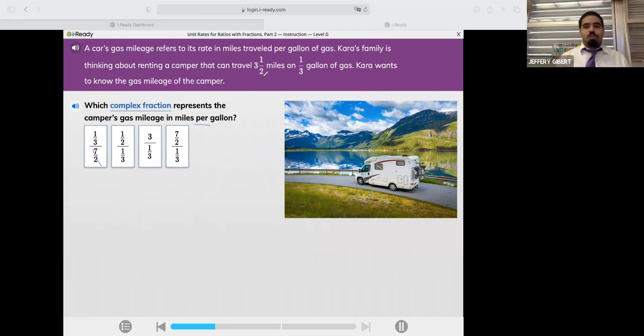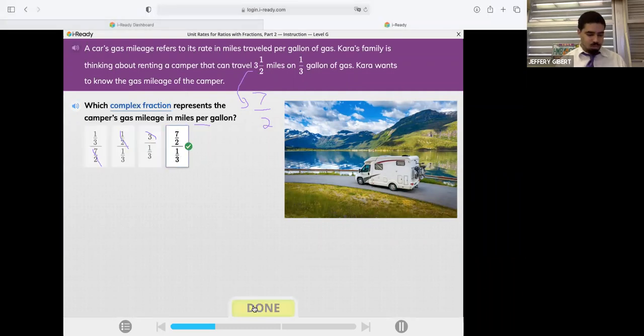All right, so to convert this to an improper fraction, do the denominator times the whole number. So 2 times 3, which is 6. And then you add the numerator. 6 plus 1 is 7. So your new numerator is 7. And then the denominator stays the same. So it's going to stay 2. So 3 1/2 is equal to 7 halves. So that means this one's not right, and this one's not right. So our correct one is the last option. Good job.